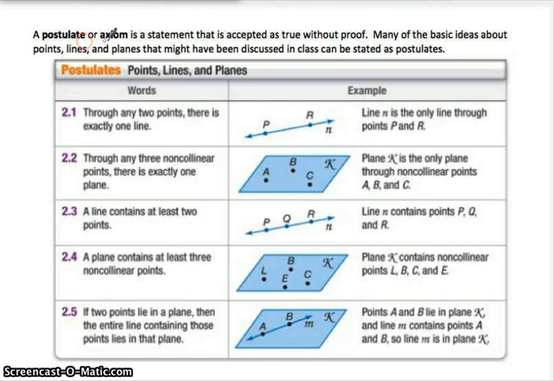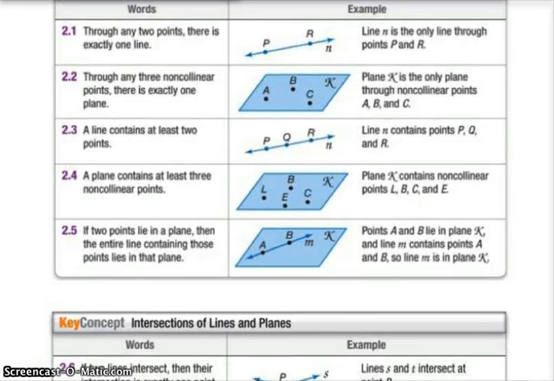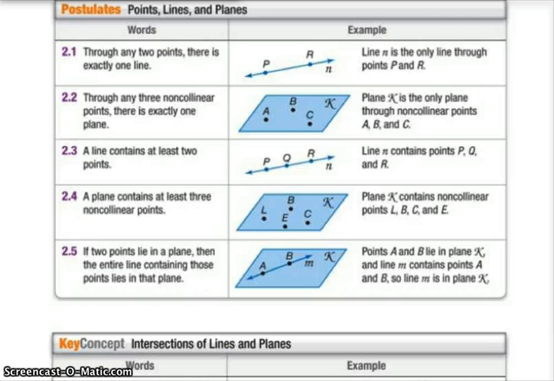A postulate, also called an axiom, is a statement that is accepted as true without proof. So these are not proven, they're just accepted as true, kind of like rules. Our postulates today are about points, lines, and planes.